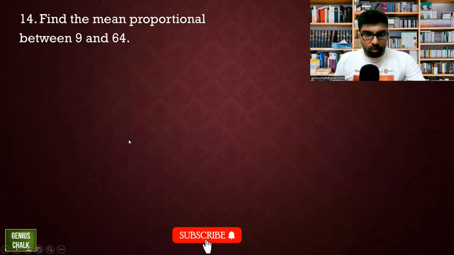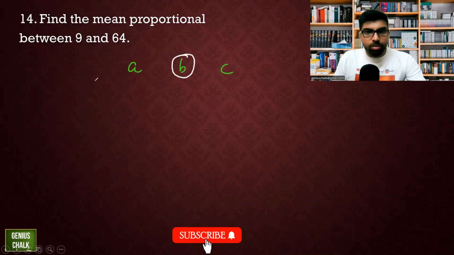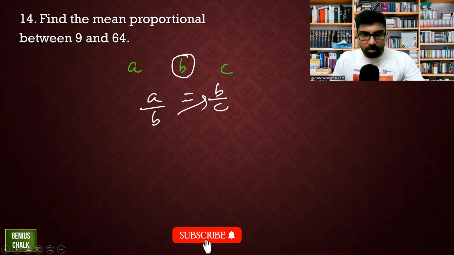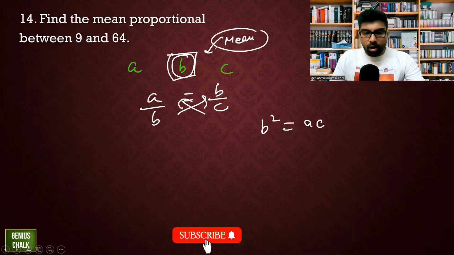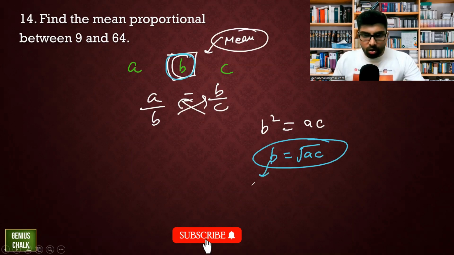Now it comes to mean proportional. What is mean proportional? Mean proportional means if I ask A, B, C, it's the same thing again. Mean proportional means this value of B. So if I say these 3 are in ratio, I can write whatever is the ratio of A by B, the same is the ratio of B by C. So here we can directly multiply: B square is equal to AC, right? So if this B is the mean proportional, this value of B must be written as root of AC. This is called the mean proportional.